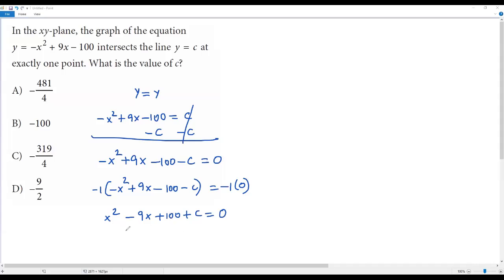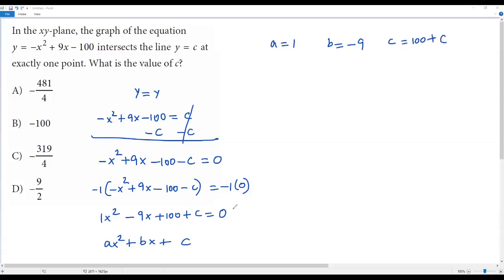Now this quadratic equation is in standard form, that is in the form ax squared plus bx plus c. Let's compare these and write the values of a, b, and c. a is the coefficient of x squared. We don't find any number in front of x squared, so I assume there is 1. So a is 1. b is the coefficient of x, which is negative 9. And c is the constant, so at the place of the constant, we have 100 plus c.